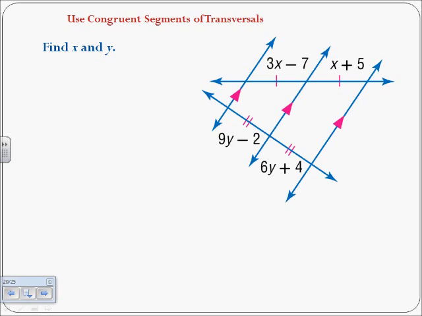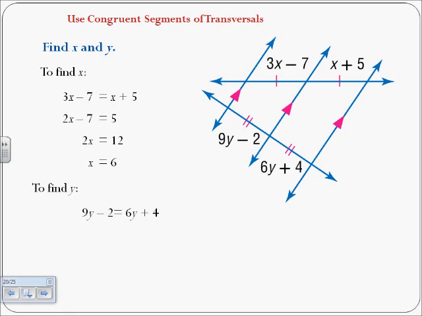Okay. Use congruent segments of transversals. Given the information we know, we don't need to know too much else. If this segment is equal to this segment, we can set them equal to each other and solve. Same thing with the top here. If this segment and this segment are equal to each other, we just write two expressions that equate those two. So to find X, 3X minus 7 is equal to X plus 5. Simplify here and solve. We're left with X equal to 6.